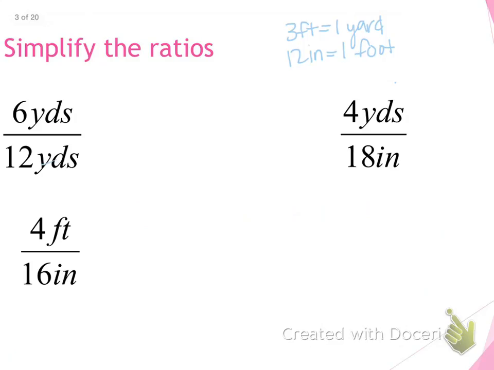Okay, so if we're simplifying these ratios, these are all fraction ratios, we need to make sure first that they're in the same measurement, and these ones are, so they would cancel on top and bottom because they're the same on the top, same on the bottom. If I simplified 6 over 12, my ratio would be 1/2.